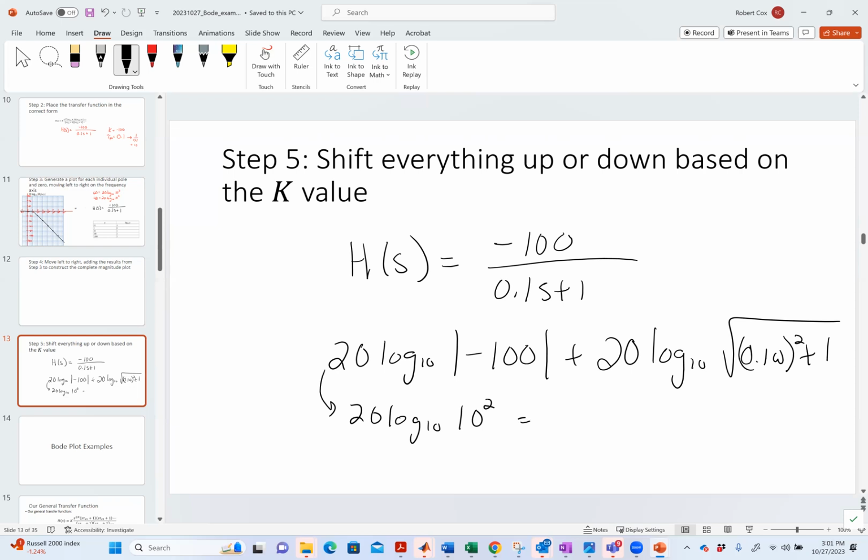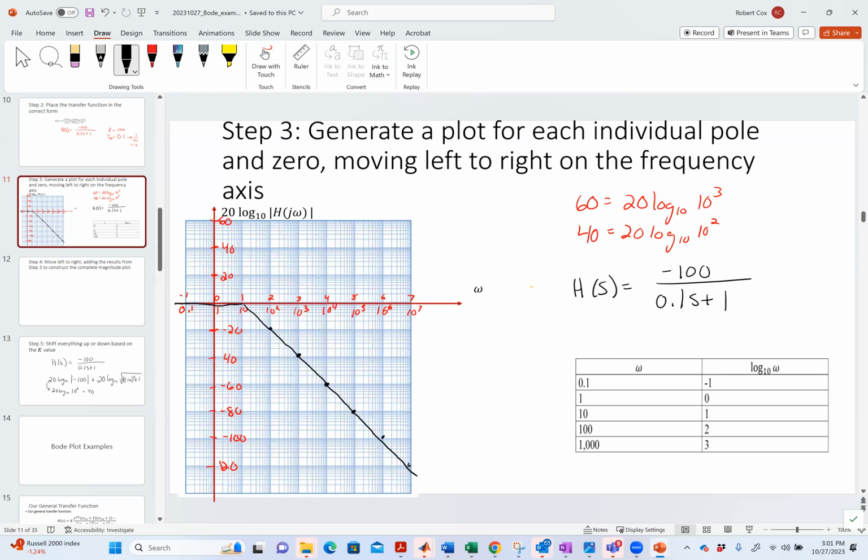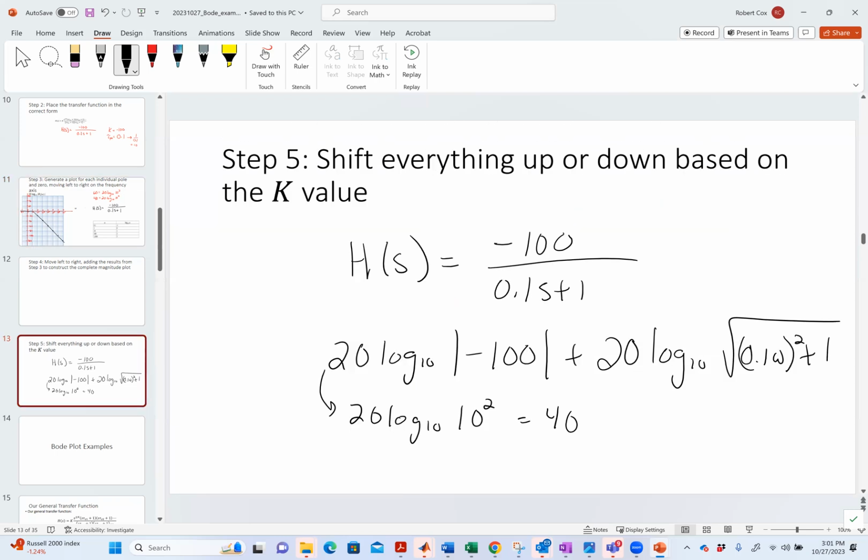20 log 10 of 10 squared, 40. All right, so what does that mean? Step 5 is, because it's added like this, we shift it. It just causes the graph that I drew in step 4 to shift up or down. So in this case, how much do I shift it up?